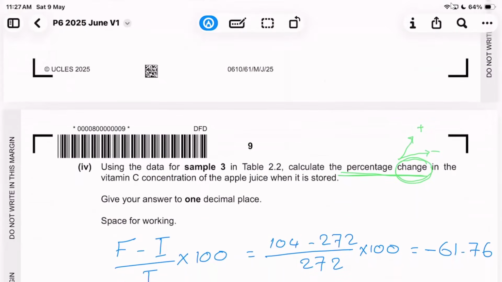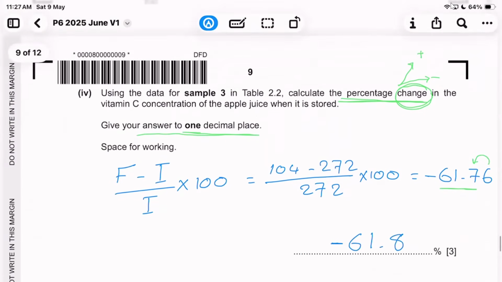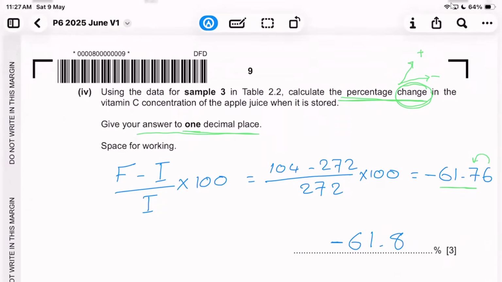They ask to give your answer to 1 decimal place. So we have here 1 decimal place, but after this value there is a 6, so we add 1 to the 7 to become 8. This means that the percentage decreased by 61.8. So you have to put the negative sign.